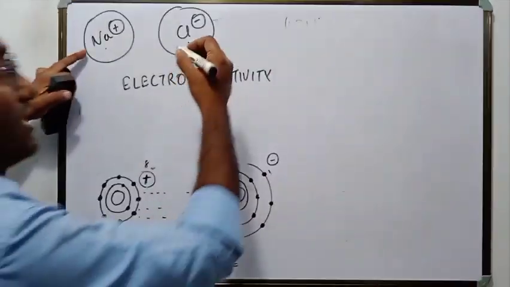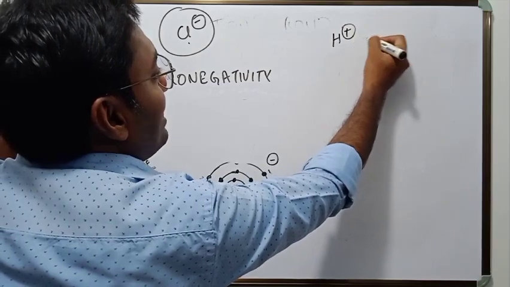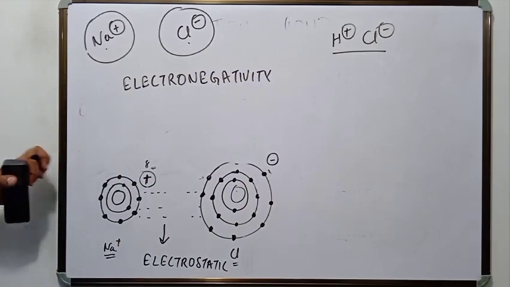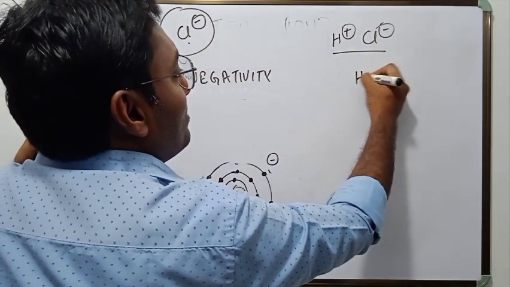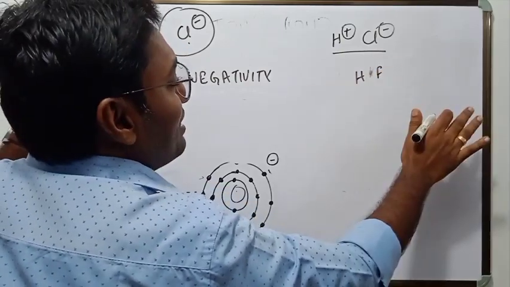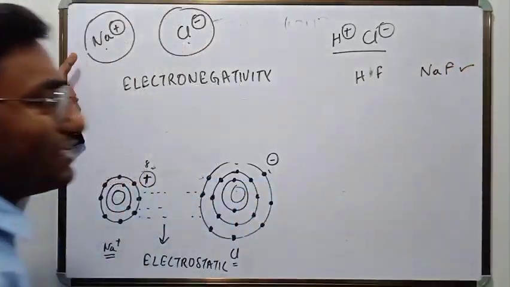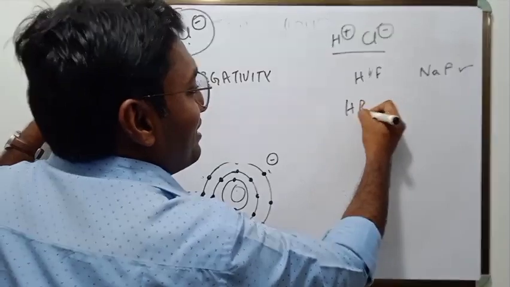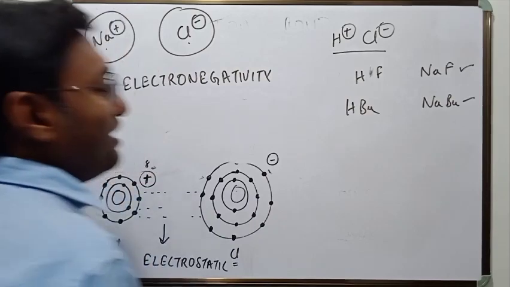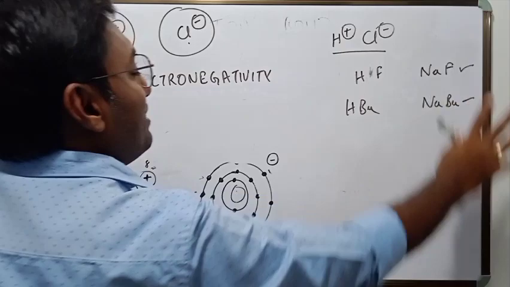Take for example, if I am replacing Na+ by H+, and Cl is the same, will there be any ionic bond here? No. Right? There will be no ionic bond here. But will there be ionic bond here? Yes. Will there be ionic bond here? No. Will there be ionic bond here? Yes. Why? Because there is significant electronegativity difference between sodium and bromine.